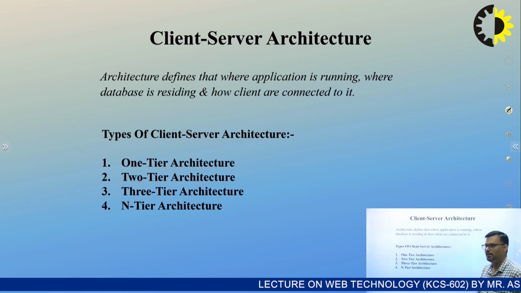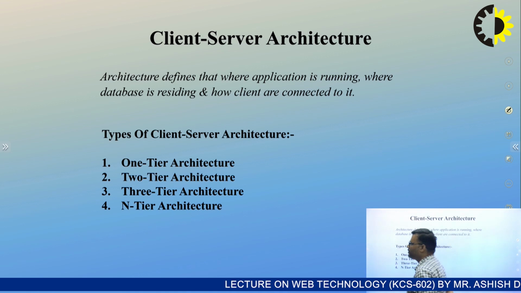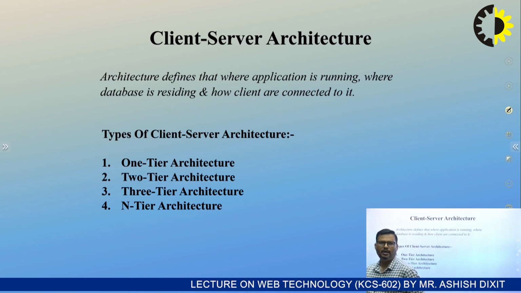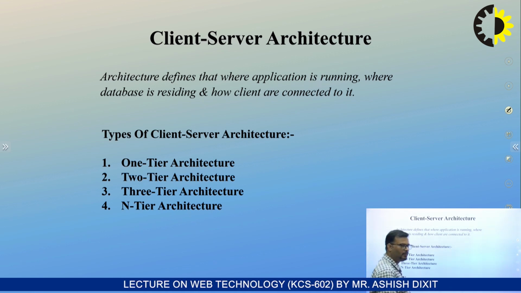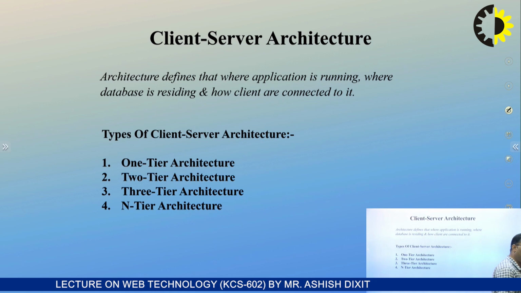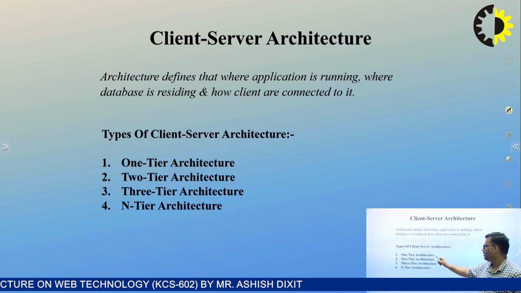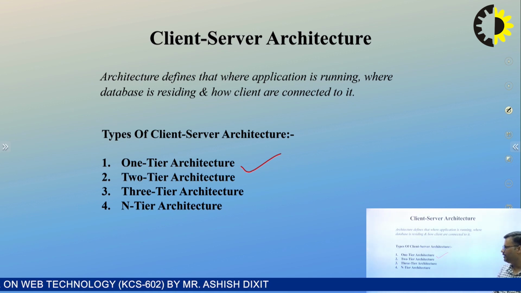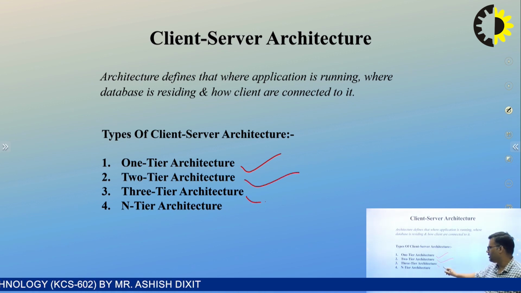So here we will also discuss the client and server architecture. Here there are 4 types of client and server architecture. First, one-tier architecture. Second, two-tier architecture. Three-tier architecture and n-tier architecture. Okay.